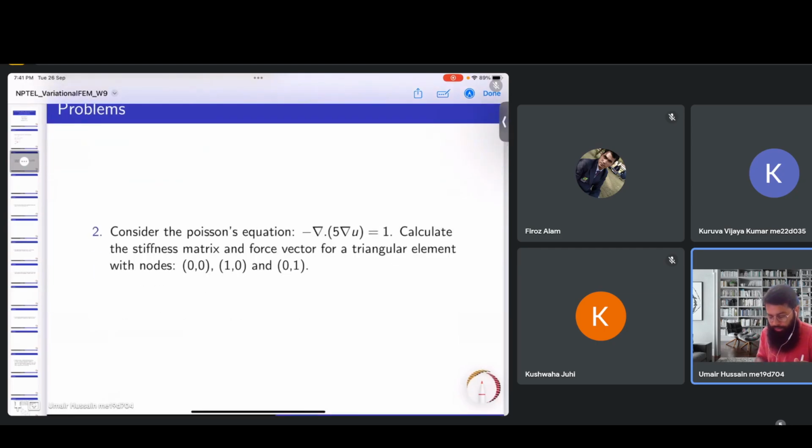Okay. So consider the Poisson's equation given here. Calculate the stiffness matrix and force vector for a triangular element with nodes (0, 0), (1, 0), (0, 1). Okay, so first of all, what do we have for the domain here?